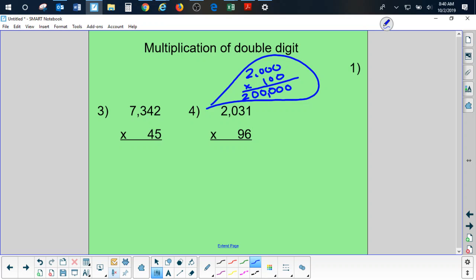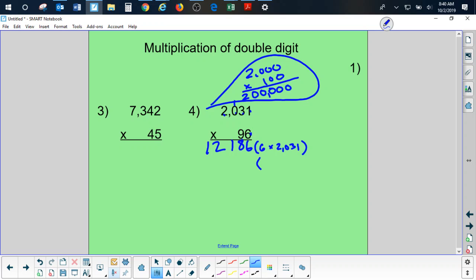When I start solving, again, the first row is 6 times 2031. That's what we're trying to accomplish. 6 times 1 is 6. 6 times 3 is 18. Put down my 8, carry my 1. 6 times 0 is 0, plus 1 is 1. And then 6 times 2 is 12.